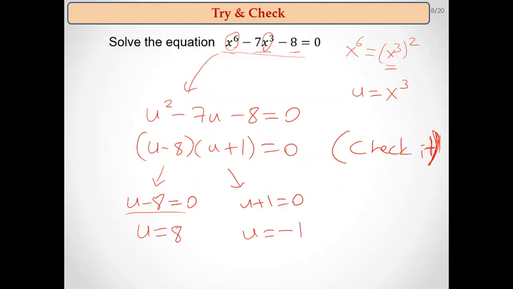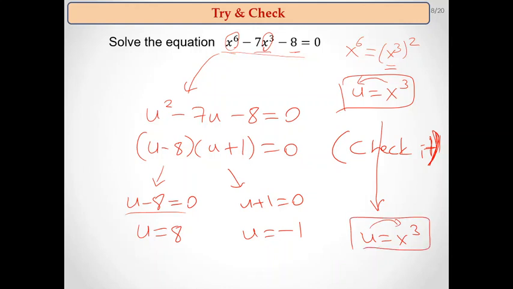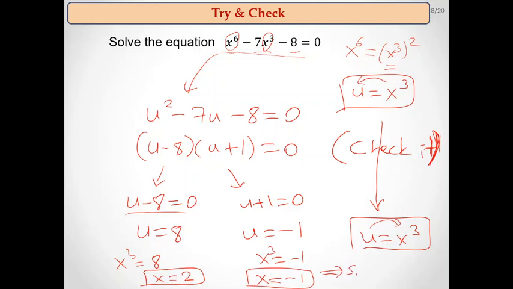And then now you get back to x cubed. Again, u equal to x cubed. Last time we did x cubed is equal to u, and now we are trying to get back to x cubed. Now x cubed is equal to 8, and what's the solution for it? x equal to 2. And here x cubed is equal to minus 1, so what is x? You can say this is minus 1. So the solution set will be minus 1 and 2.